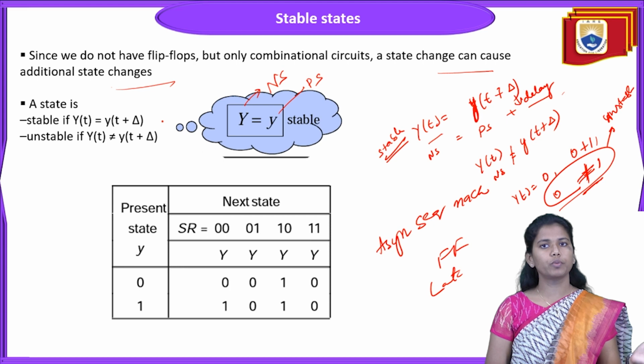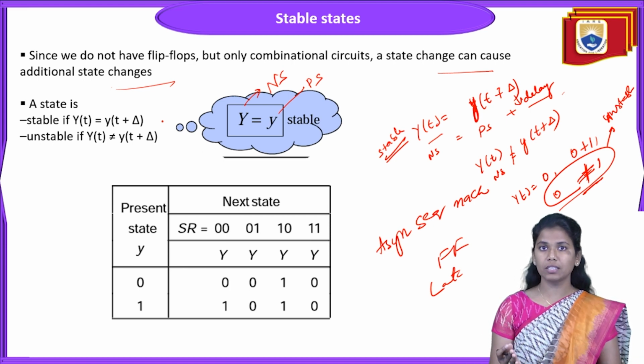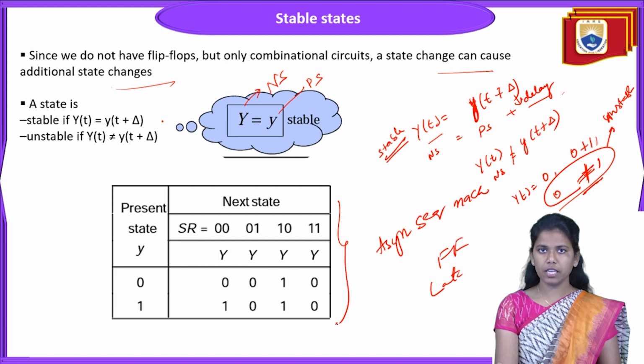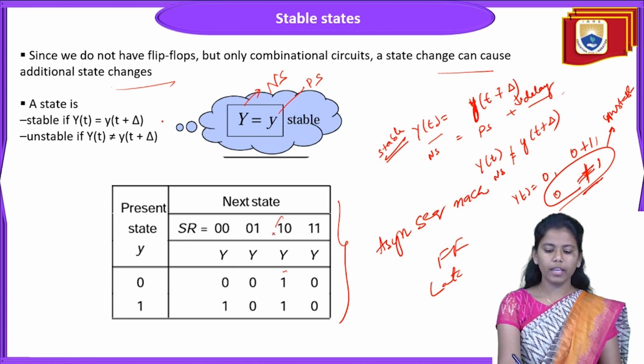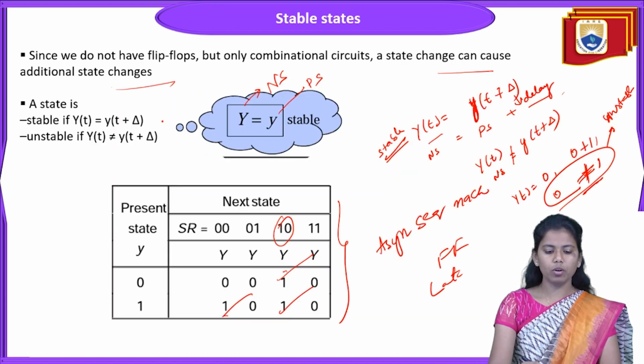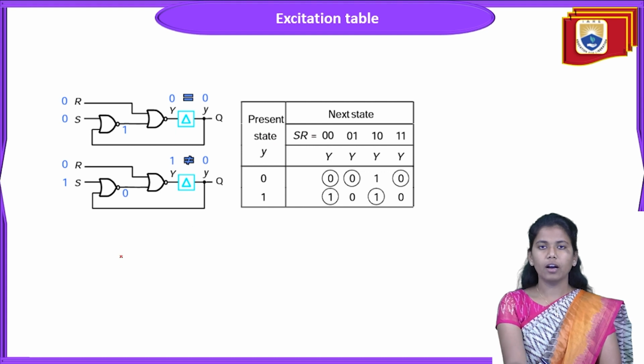Then that system is a stable state system. And if the next state depends upon the present state, and it is not equal with respect to the delay, then that system is said to be an unstable state. So as per this table, we can say that at y equals 0, only if SR is 1 and 0 is this combination correct, or else this combination has occurred. So from this I can draw the state diagram.